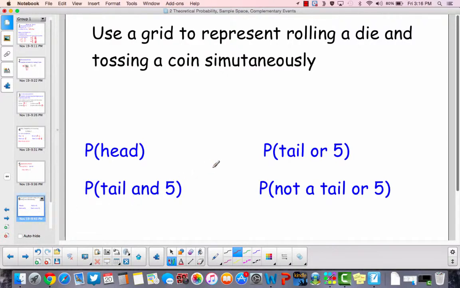All right, so I'm going to ask you to do this. Use a grid to represent rolling a die and tossing a coin simultaneously. I want you to try that two-dimensional grid. So take a few minutes here, draw it, and then find the probability of tossing a head, the probability of a tail and a 5, the probability of a tail or a 5, and not a tail or a 5.